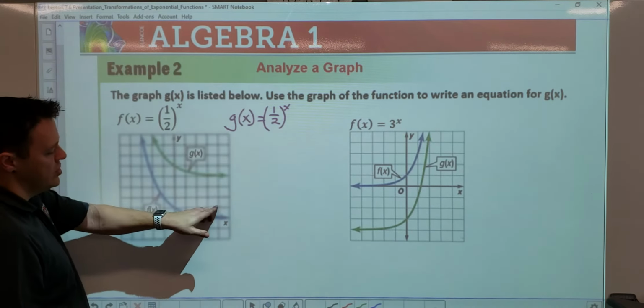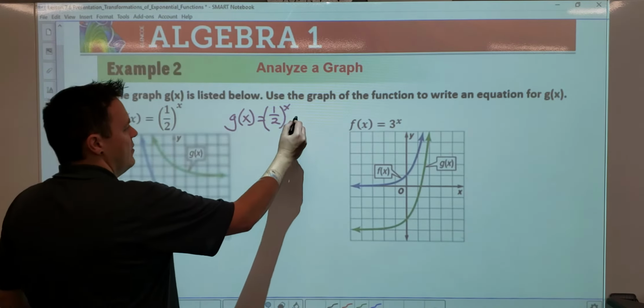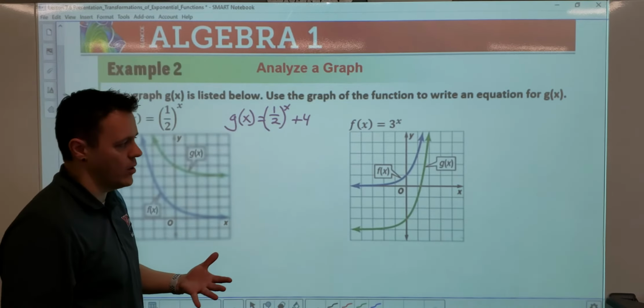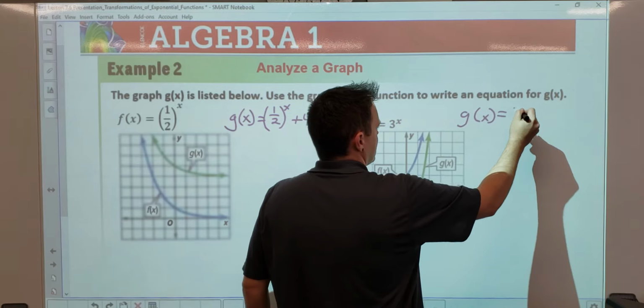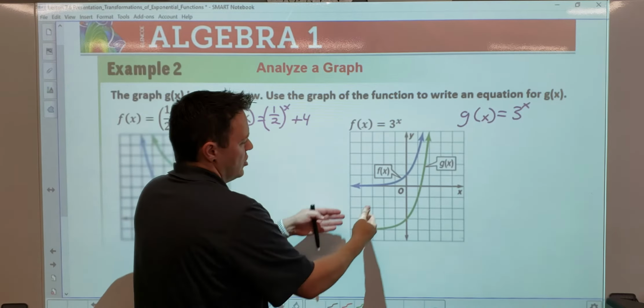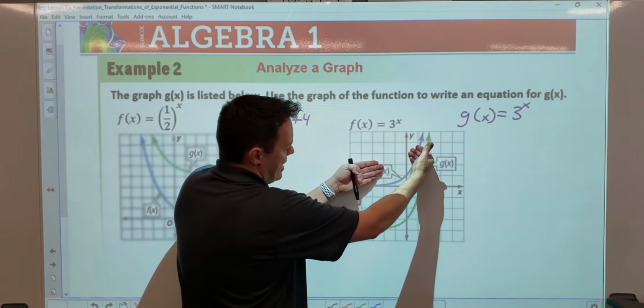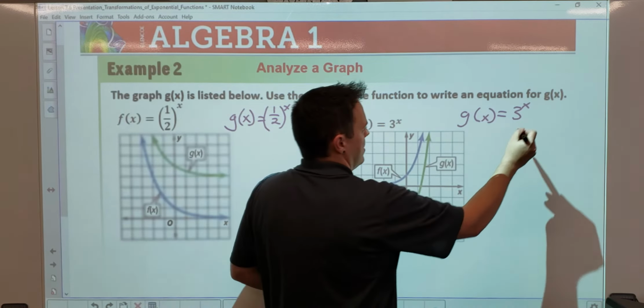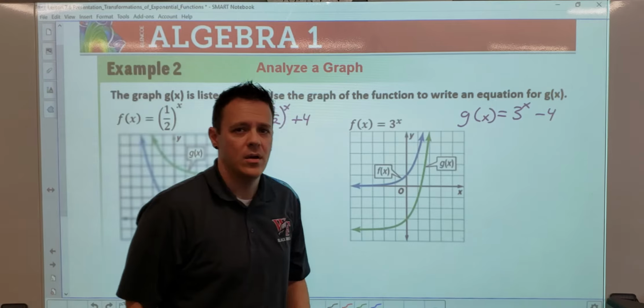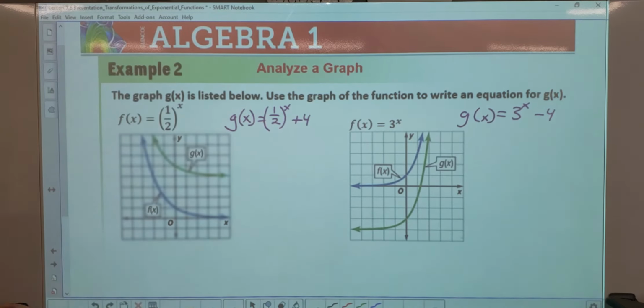Well, you went 4 units. 1, 2, 3, 4. If you go 4, it's plus 4. This one over here is g of x again, and it's 3 to the x power. So you're at f of x again, and that goes down to g of x. You went down 1, 2, 3, 4. Hopefully you guys see that delay really quick.